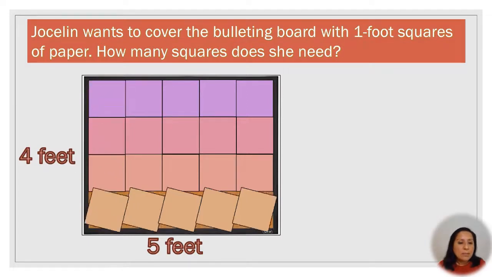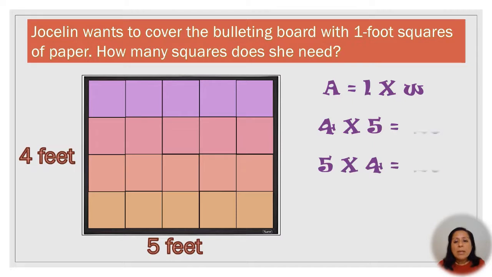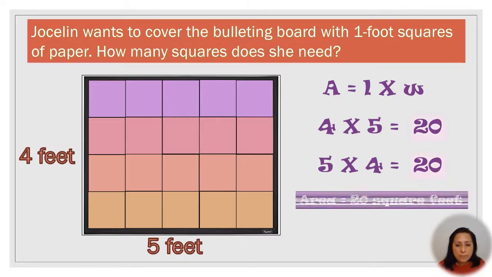So when she multiplies the width times the length, she's going to find the area because she's going to apply the formula area equals length times width. So we have now that 4 times 5 or 5 times 4 equal 20. So the area of the bulletin board is going to be 20 square feet.